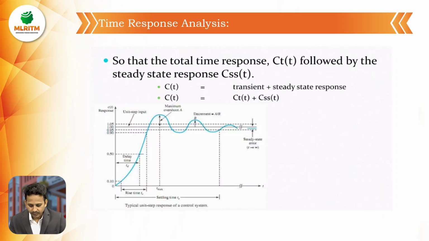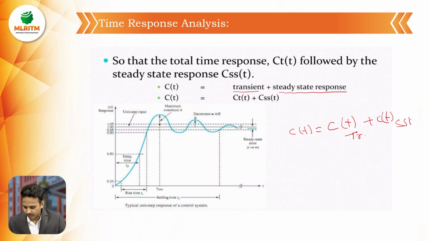The total response of a system is the combination of the transient response and the steady state response. So C of t is equal to C of t transient response plus C of t steady state response.